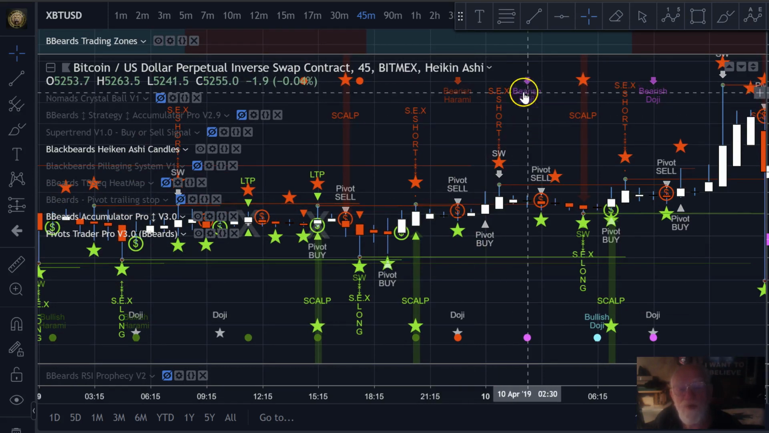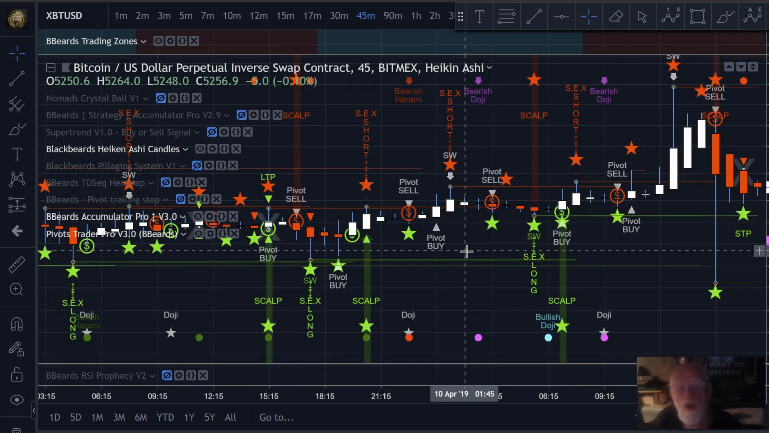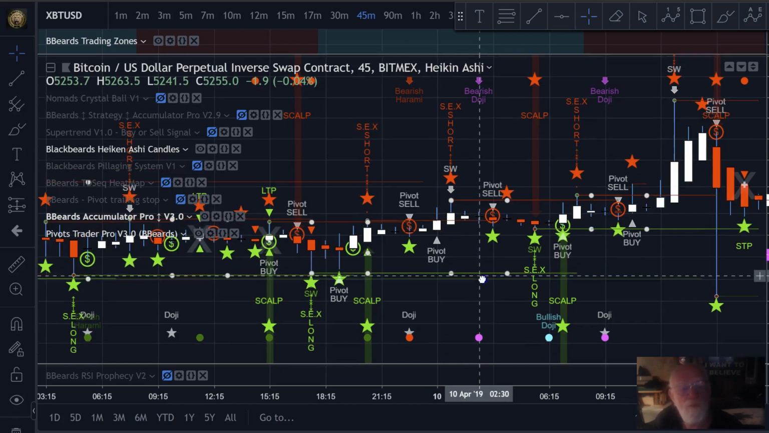Except the dojis. And I like the dojis too. That's just another indicator. It tells me which way it's going to go. Short term, not always long term.